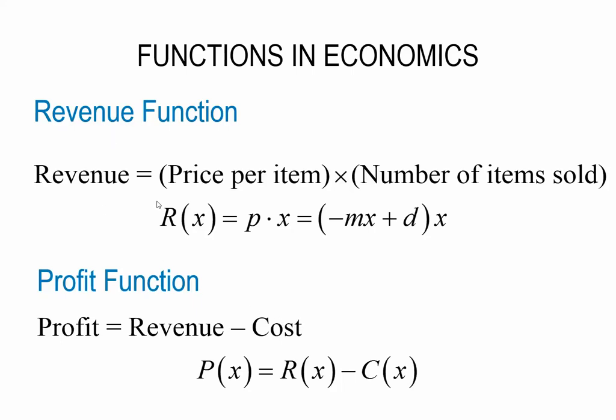All right, revenue is what you're charging to sell it and how many you sold, is that right? So it's price times quantity sold. Profit function, again, it's revenue subtract cost. So after you received your revenue, you subtract all your costs, and now you got yourself a profit.